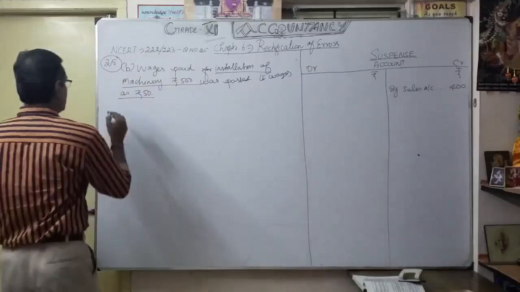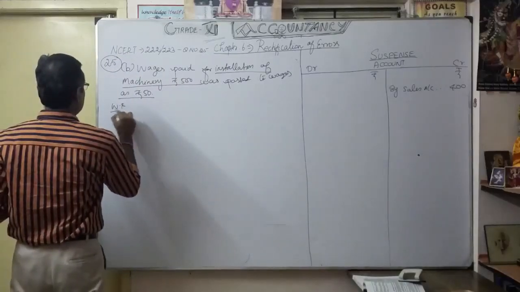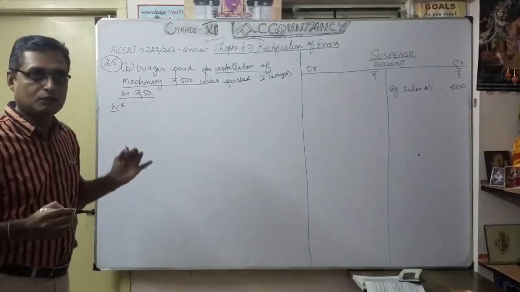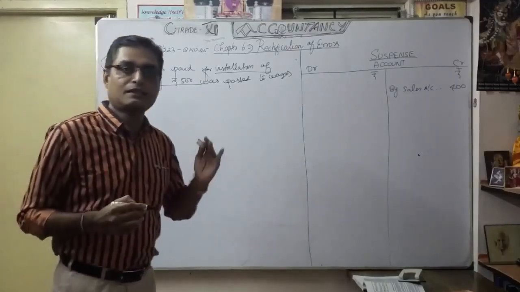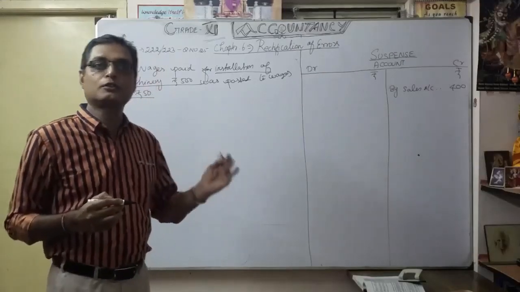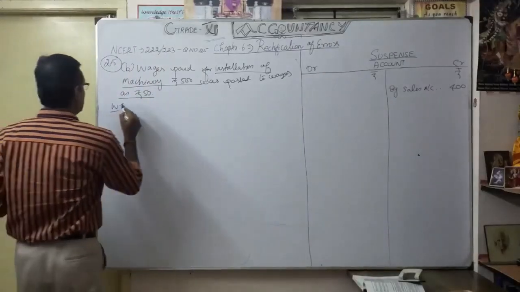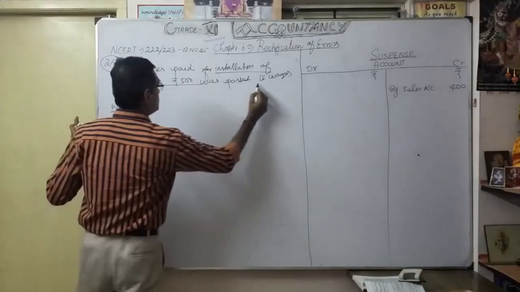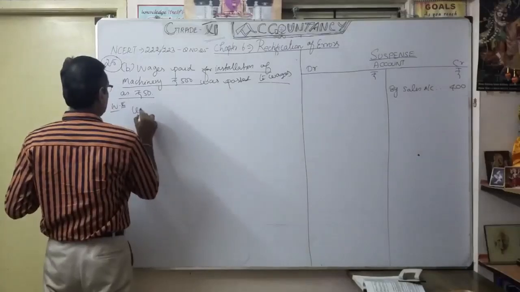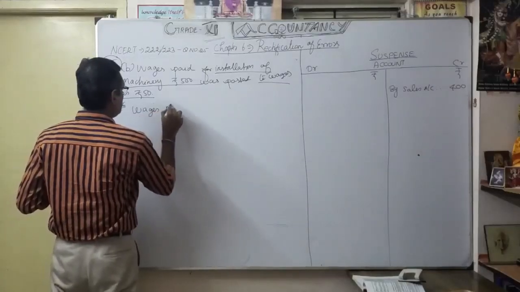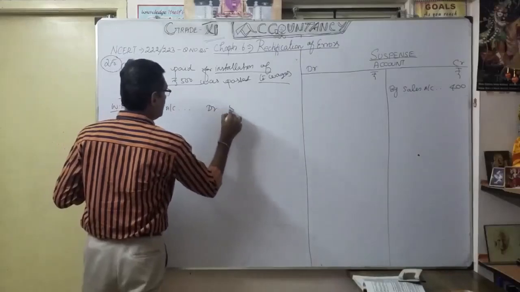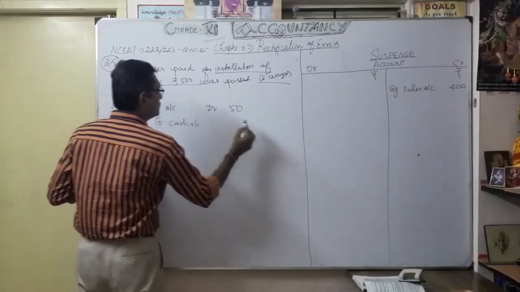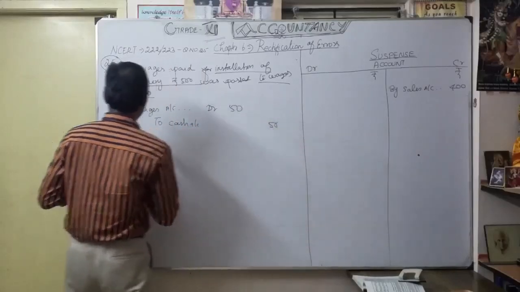So what is the wrong entry? Let's see. Here you do the wrong entry, the correct entry, and the rectification entry. Then only can you understand the error very easily and quickly do the rectification. Wrong entry: they posted to the wages account. As usual, Wages Account Debit, only 50 they did, to Cash Account 50.